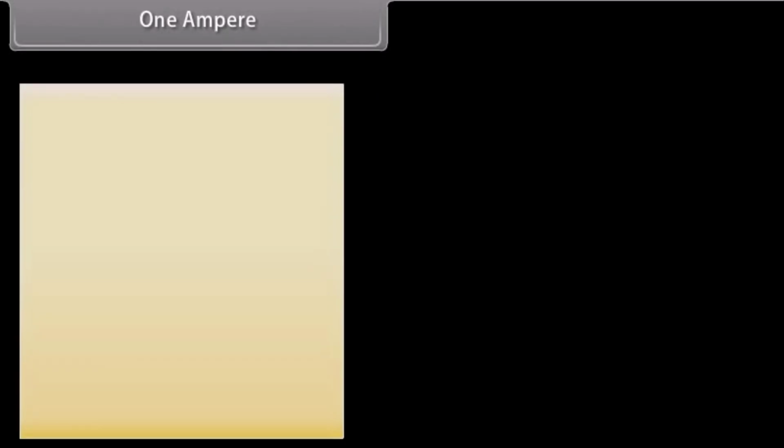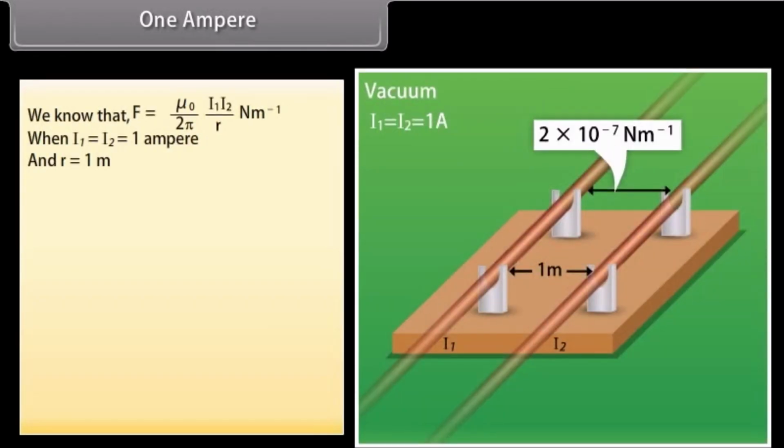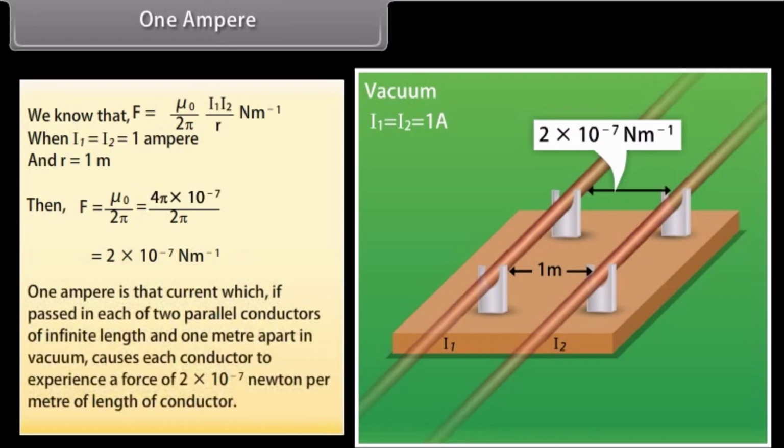One ampere. We know that F is equal to mu naught upon 2 pi multiplied by I1 I2 upon r. When I1 is equal to I2 is equal to 1 ampere and r is equal to 1 meter, then the value of F is equal to 2 into 10 raised to the power minus 7 newton per meter. Therefore, 1 ampere is that current which, if passed in each of the two parallel conductors of infinite length and 1 meter apart in vacuum, causes each conductor to experience a force of 2 into 10 raised to the power minus 7 newton per meter of length of conductor.